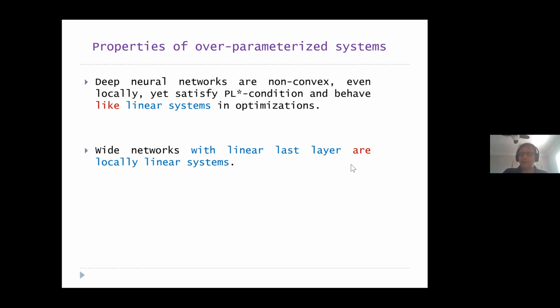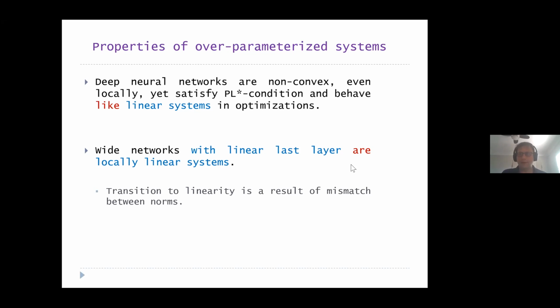Wide networks with linear last layers are in fact locally linear. So this is a distinction. In general, over-parameterized systems kind of behave like linear systems, but they're not linear. But if you actually have a wide network with a last linear layer, then they are linear. The whole thing is linear.